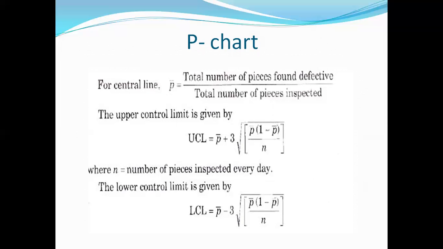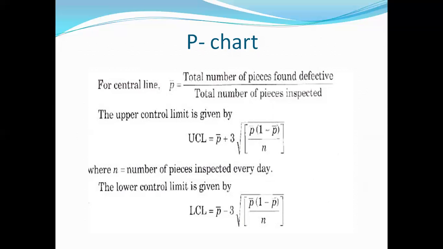In the next part, we have to define the upper control limit. How do you calculate the upper control limit? It is given by the formula P dash plus 3 times the square root of P dash into (1 minus P dash) upon N, where P dash is the center line and N is the number of pieces inspected per day. Similarly, the lower control limit is given by P dash minus 3 times the square root of P dash into (1 minus P dash) upon N.